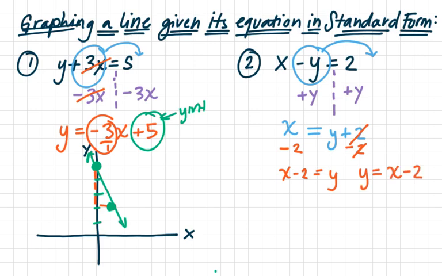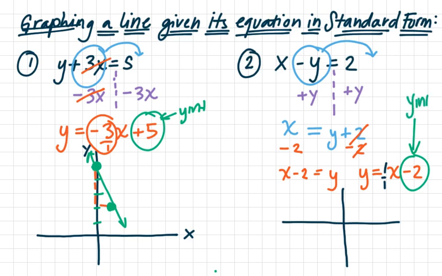So in this case, the slope is just 1 over 1. The y-intercept is minus 2. So right here is the y-intercept. We'll go down 2, make a dot, and the slope is 1 over 1, which means every time you go up 1, you go right 1, and then you make a dot. So this would be the line.